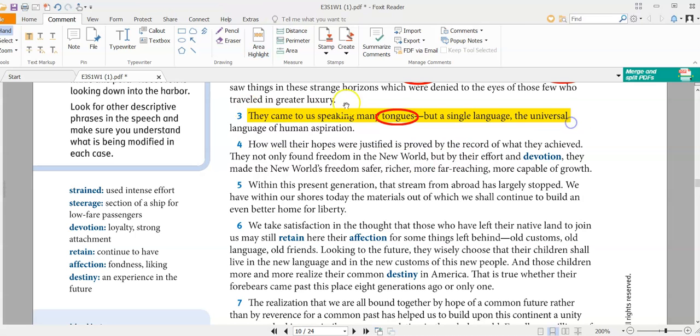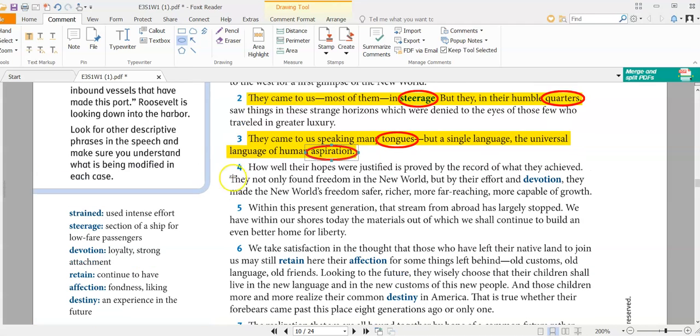So it basically means that they all came with hopes and dreams and wishes, which is what they're talking about when they say human aspiration. Aspiration is referring to those wishes and dreams and hopes. So I think I read this paragraph with you guys too.